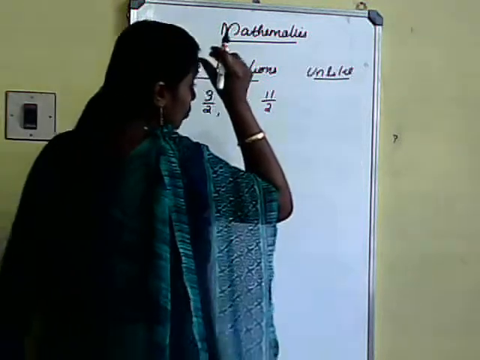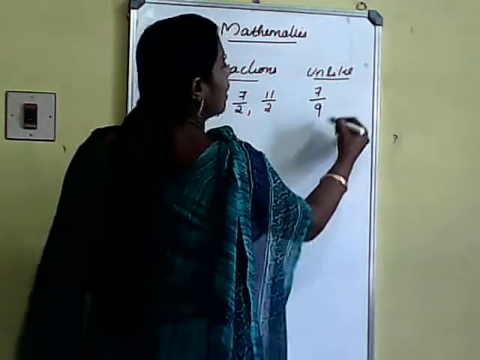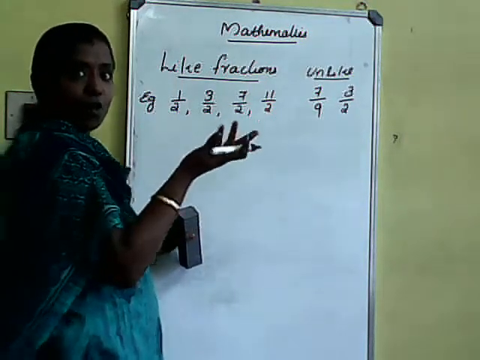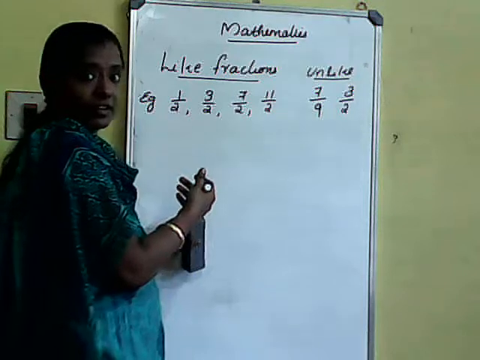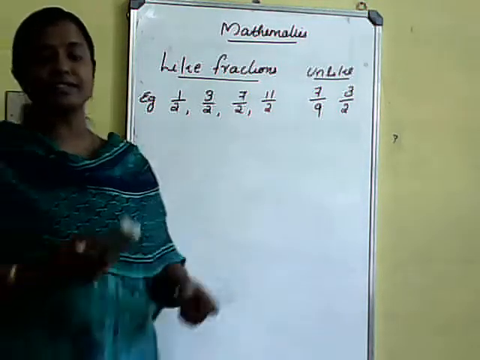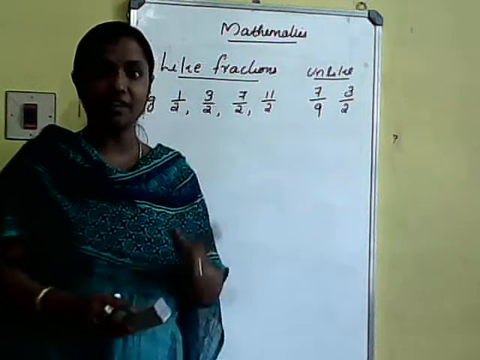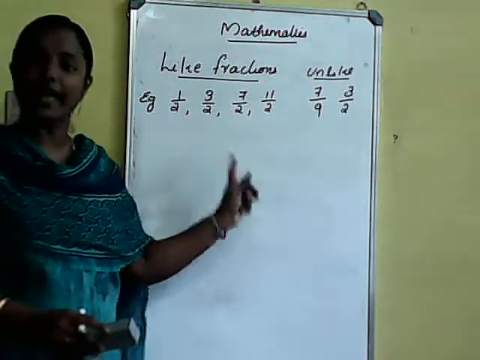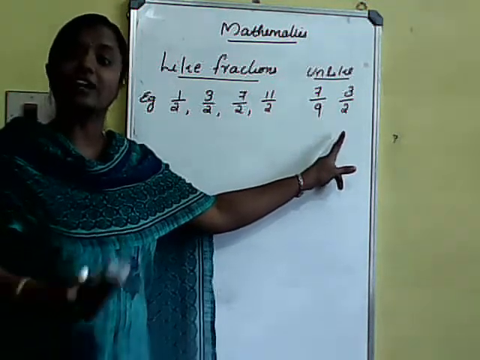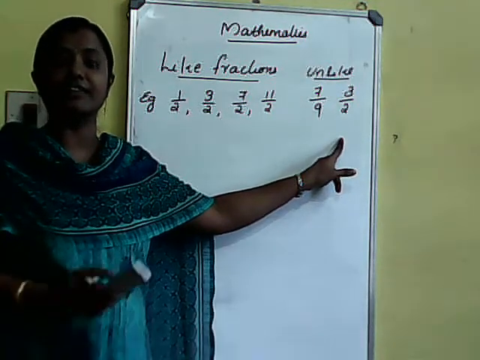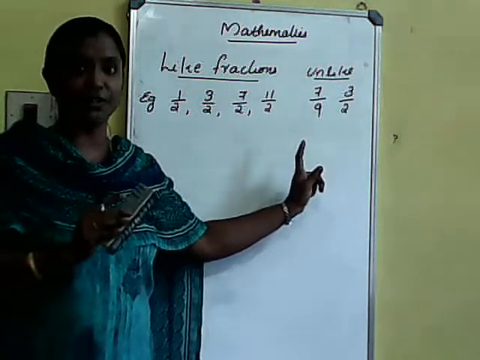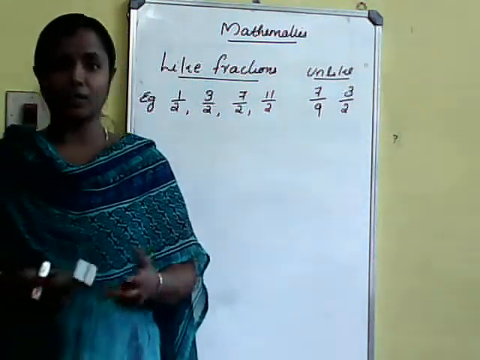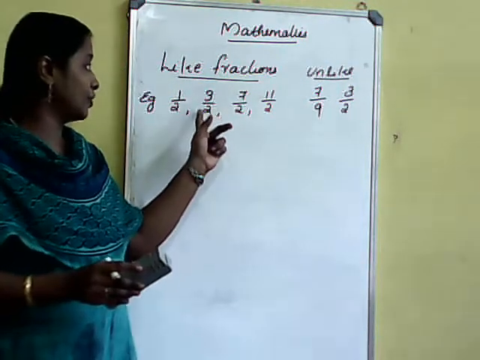Clear? For example, 7 by 9, 3 by 2. Are these two like fractions? No, because the denominators are different. Fractions having the same denominator, not numerator, denominator, we can say are like fractions. If the denominators are different, we can say the given fractions are unlike fractions. So before comparing fractions, we first understand what like fractions and unlike fractions are.